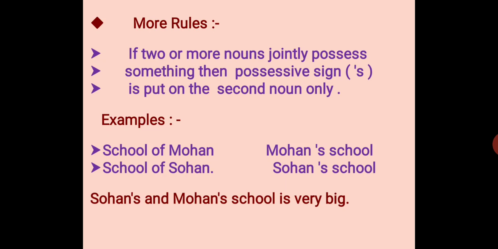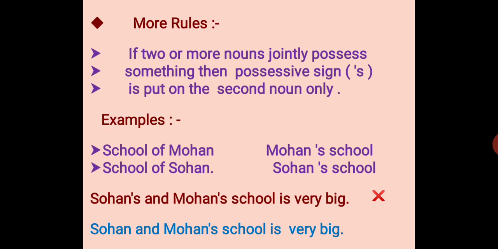It is wrong, because here school is common, a singular form. So we cannot use apostrophe s after both nouns. So it is wrong. Then what is the right and correct sentence? Let's see. We use only apostrophe s after Mohan. Sohan and Mohan's school is very big. It is the correct way to show both possession.